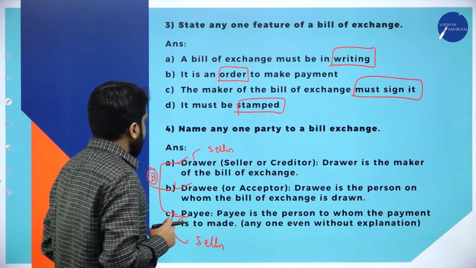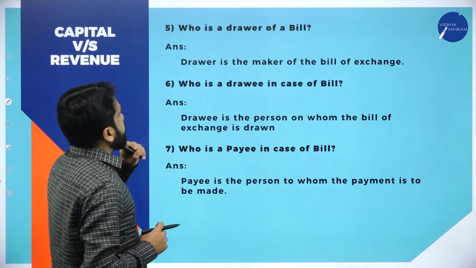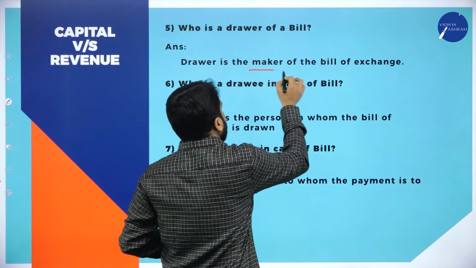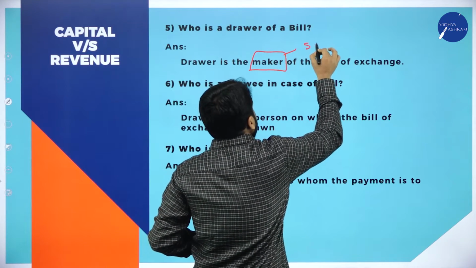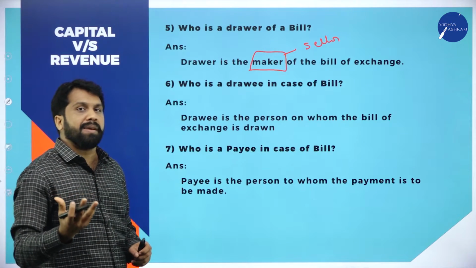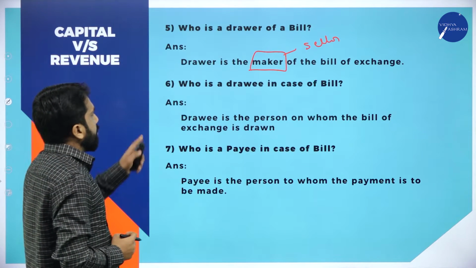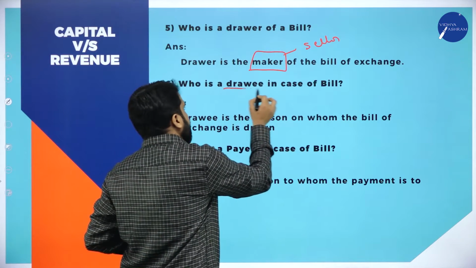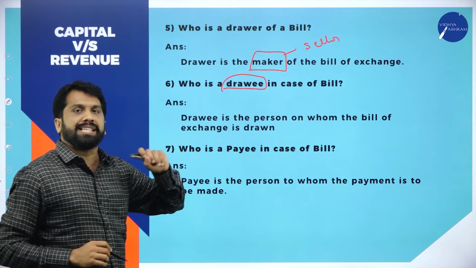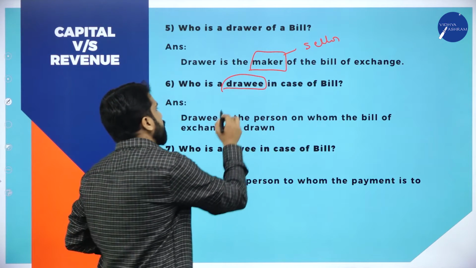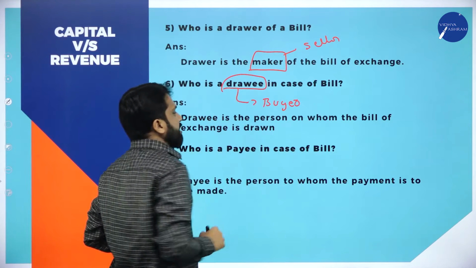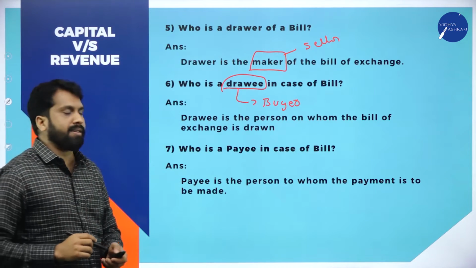Now, who is the drawer of the bill? The drawer is the maker of the bill. Who is a maker? Maker means seller. The seller is the maker of the bill. Who is the drawee? Simple. If the maker is your seller, then your drawee must be whom? Your buyer. So these are simple things for 1 mark.